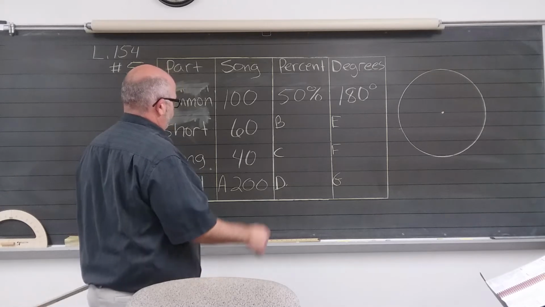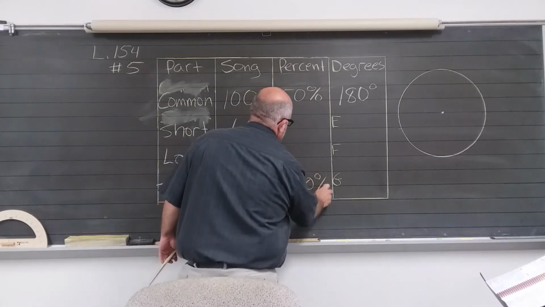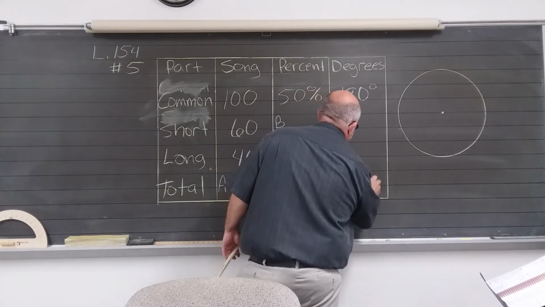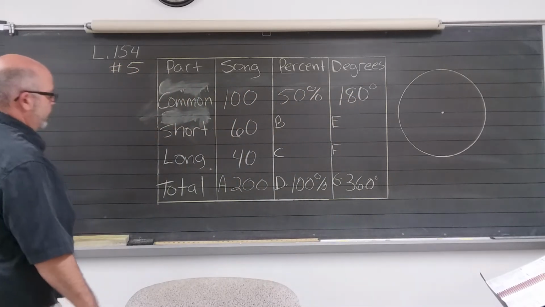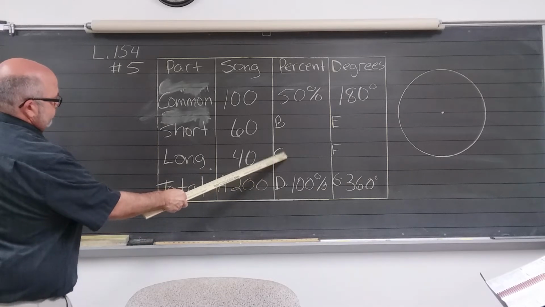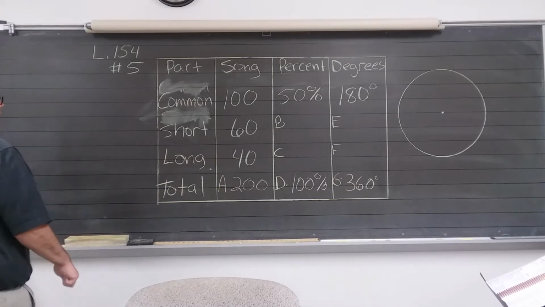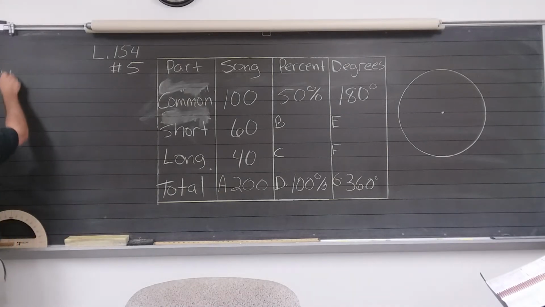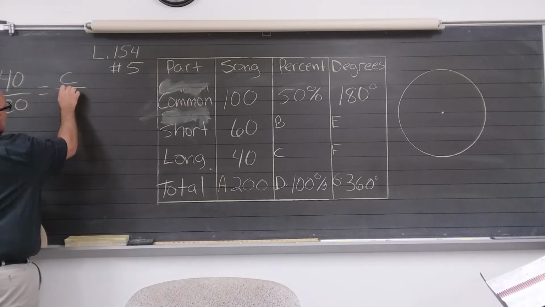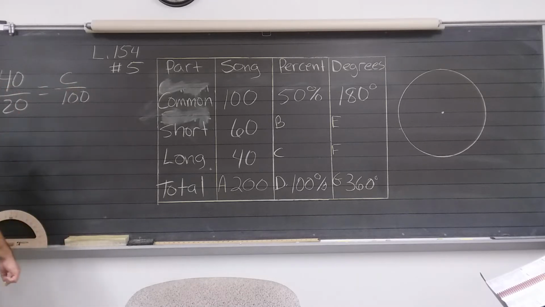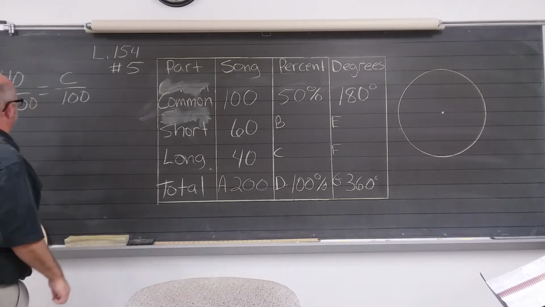So let's work the proportions. Well, let's get these totals. Always 100% here. Always 360 degrees here, right? All right, let's figure out C. 40 over 200 equals C over 100, right? Sorry, 200. Like, what's going on here, all right?